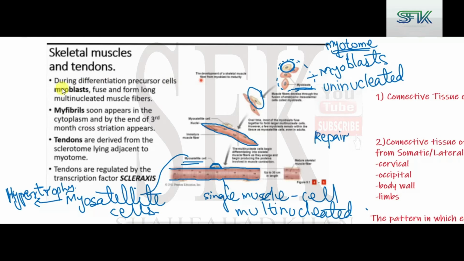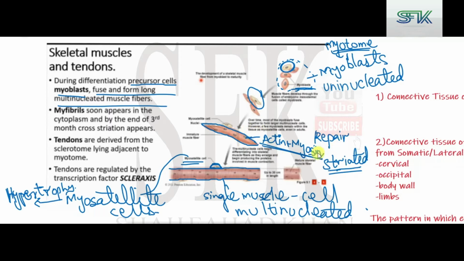So let's go through these lines as well. During differentiation, the precursor myoblast cells fuse to form long multinucleated cells. One thing that I forgot to mention is that in the cytoplasm, the special contractile muscle proteins, the actin and myosin, are secreted in large quantities by the organelles, and these actin and myosin arrange in regular patterns, due to which the muscles appear to be striated.